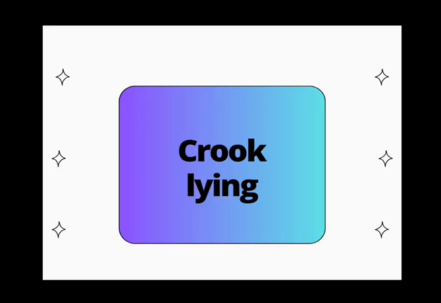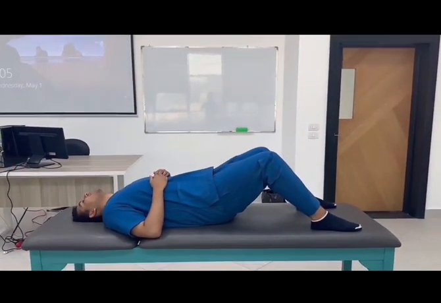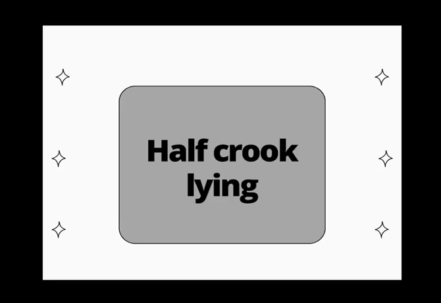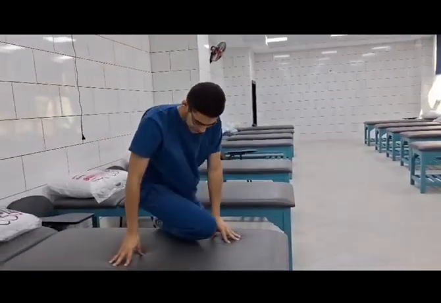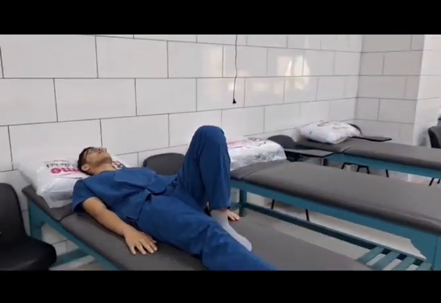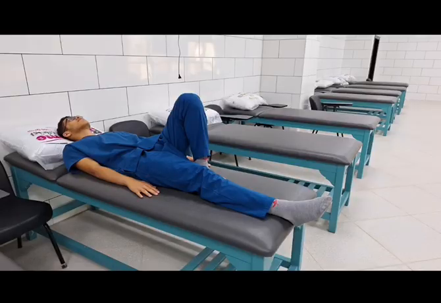Then crook lying. As we see, it's a supine position with the hips and knees flexed, and the soles of the feet flat on the table. It's used to work on the posterior thigh and buttocks muscles, stretch the hip flexors, and relieve low back pain. After that, half crook lying. As we see, it's the same as crook lying, with the hip and knee of one side flexed, and the hip and knee of the other side extended. It's used for relaxation and straight leg raising exercise to extend the leg.